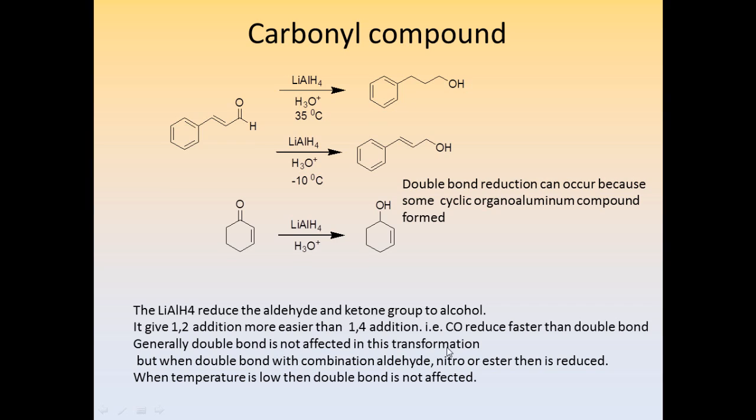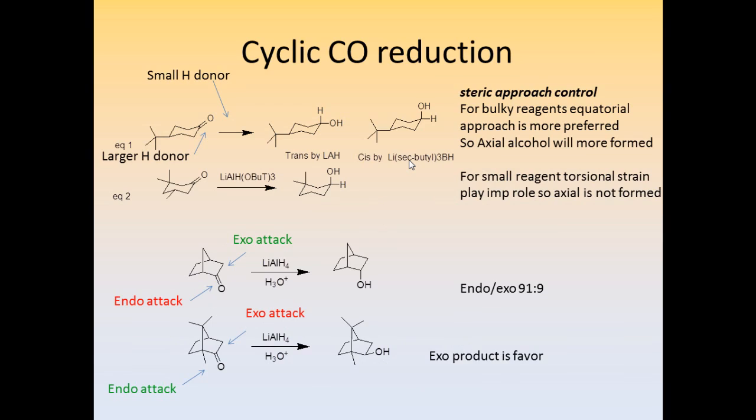So the double bond is generally not affected, but at higher temperature a cyclic organoaluminium compound can form and reduce the double bond. Generally, when you have a double bond in combination with nitro or ester, it can also be reduced due to the formation of organoaluminium compounds. When the temperature is low, the double bond is not affected. I already told you that when you lower the temperature, double bond reduction is not feasible. So this is a carbonyl and double bond competition. Now the cyclic CO reduction.